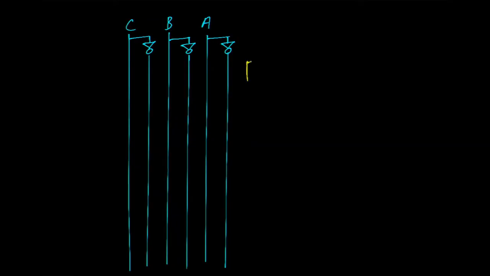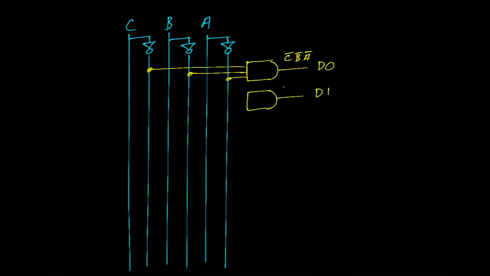The first output is composed of a 3 input AND gate. We'll call this data 0. It will be sensitive to C0, B0, A0. So when this is C0, B0, A0, output D0 will be on. The next output is data 1. That will be sensitive to C0, B0, A.